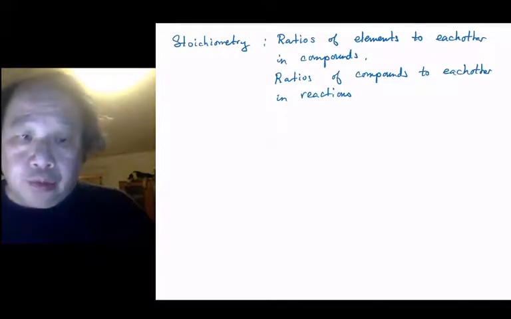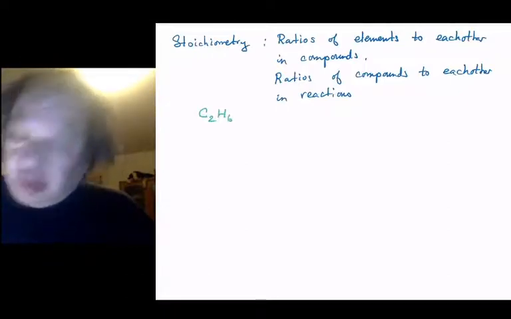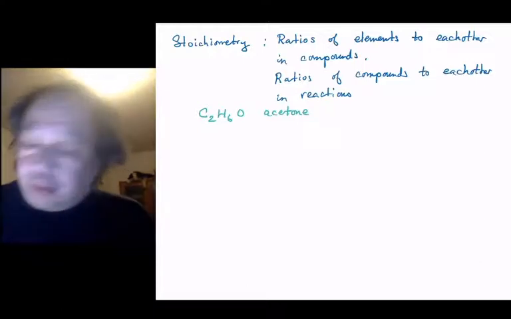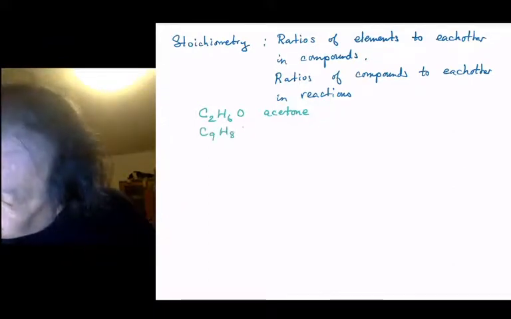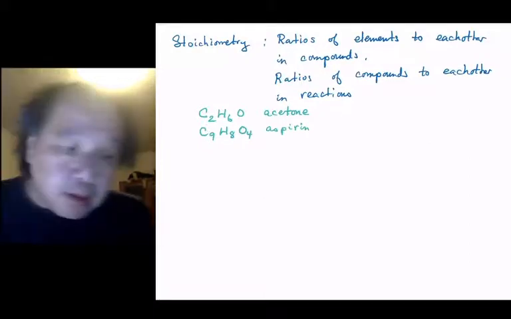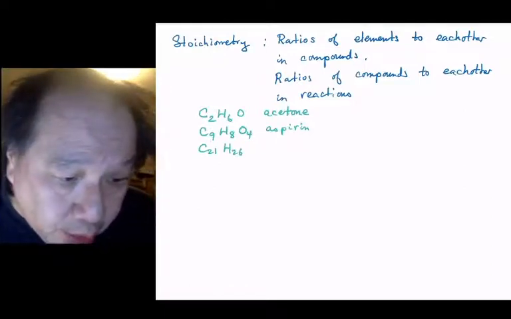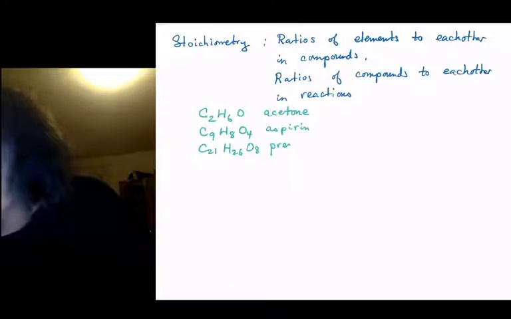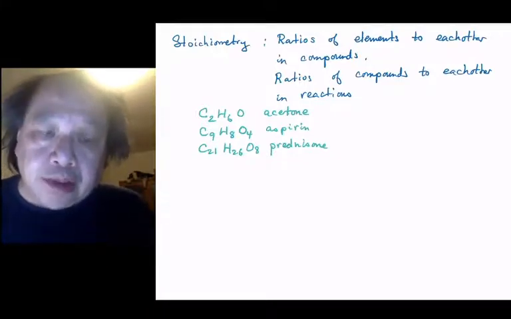So, what are some common compounds with ratios of elements? C2H6O is acetone, fingernail polish remover. C9H8O4 is the composition of aspirin. C21H26O8 is prednisone, the wonder drug, the wonder steroid that makes many symptoms go away.